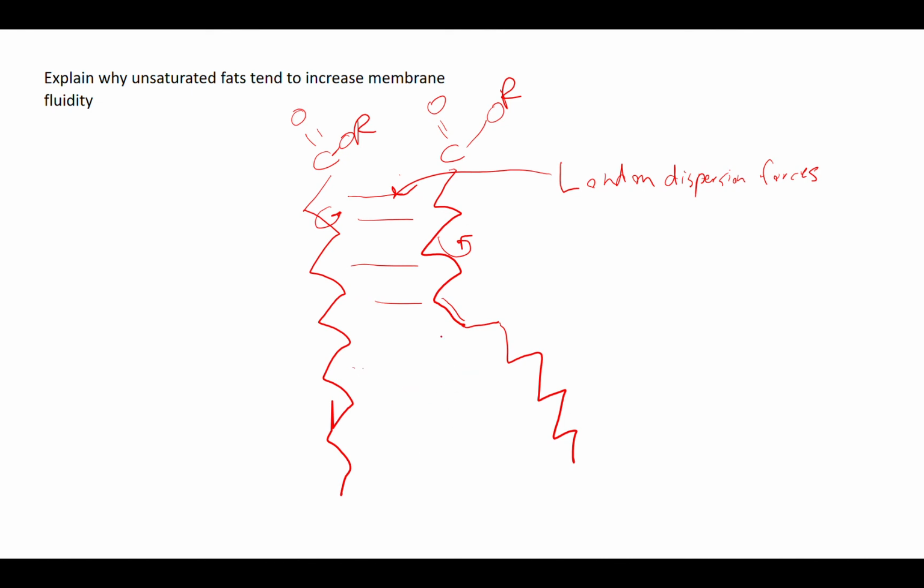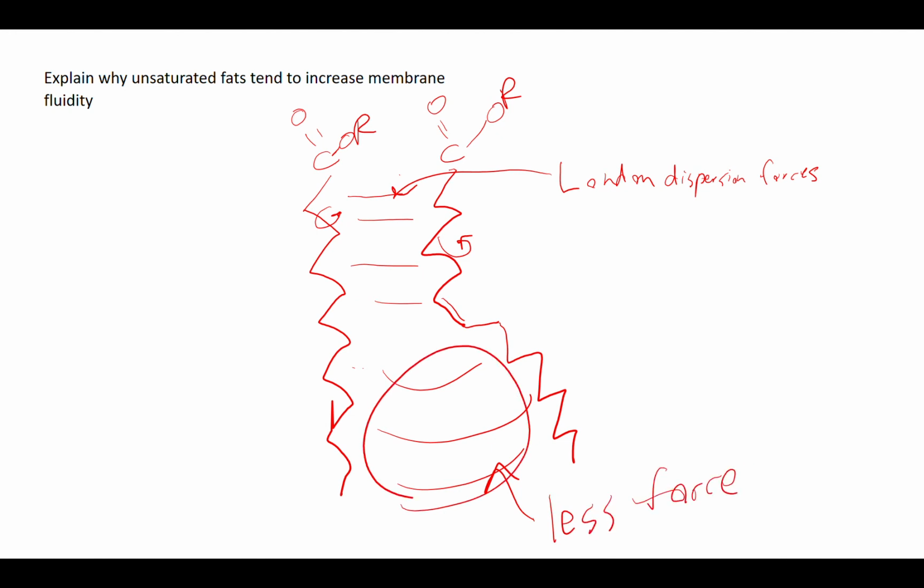But because of this kink, there is less attractive force at the tail regions down here because of the increased distance and increased mobility. And so there is therefore less London dispersion force holding the adjacent lipids together, and as a result they are more readily able to diffuse past one another. So unsaturated fats, because of the kink in their lipid structure, are going to tend to be more fluid because there's less attractive force between the lipids.